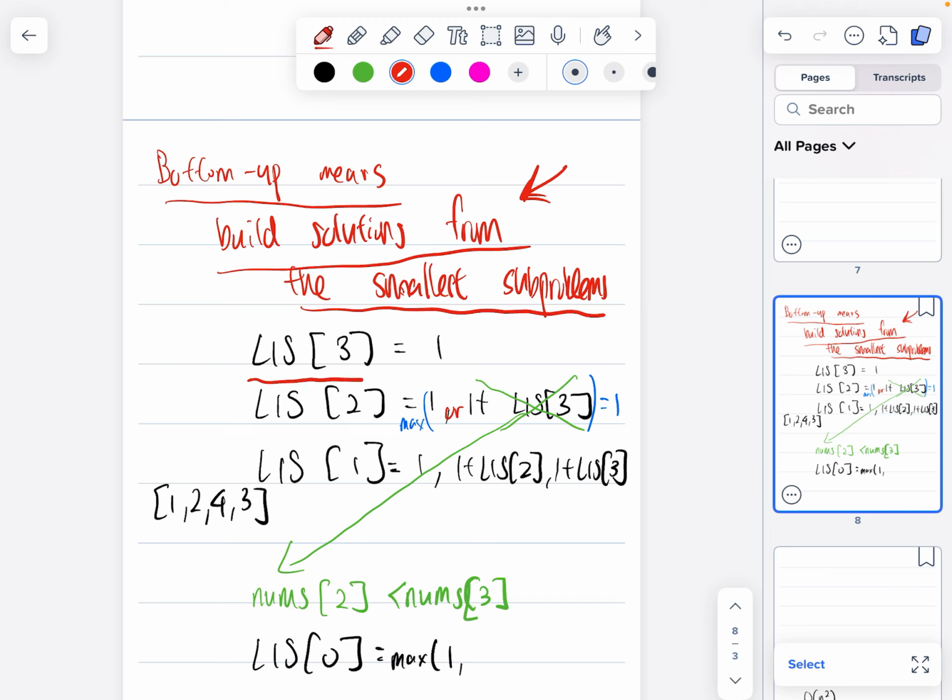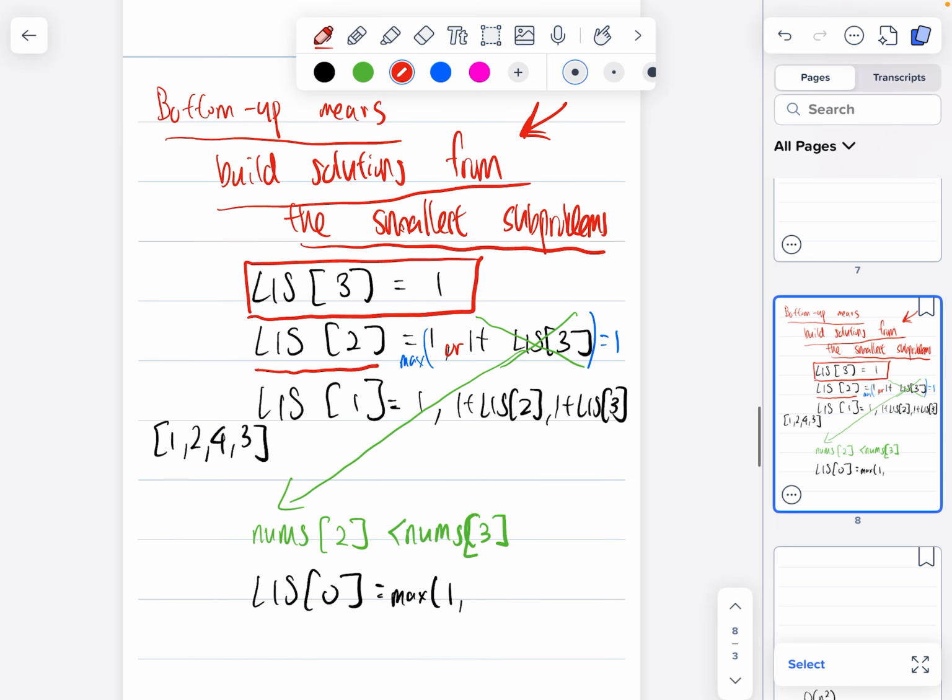So the longest increasing subsequence starting at index 3, that is 1, right? Because there's only the number 3. So now we want to do LIS of 2. We basically have 2 contenders. The length of 1, where it starts, or you basically have a subproblem here, right? So you have LIS of 3 plus 1, so that could be another contender. So these two, 1 and 1 plus LIS of 3, are contenders.